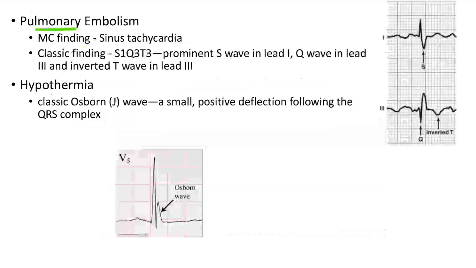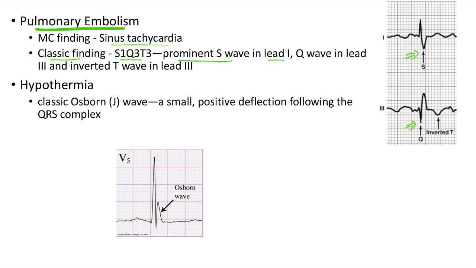In case of pulmonary embolism, the most common ECG finding is sinus tachycardia. The classical finding, however, is S1 Q3 T3, that is there will be a prominent S wave in lead 1, as you can see in this picture, a prominent Q wave in lead 3 and an inverted T wave in lead 3.